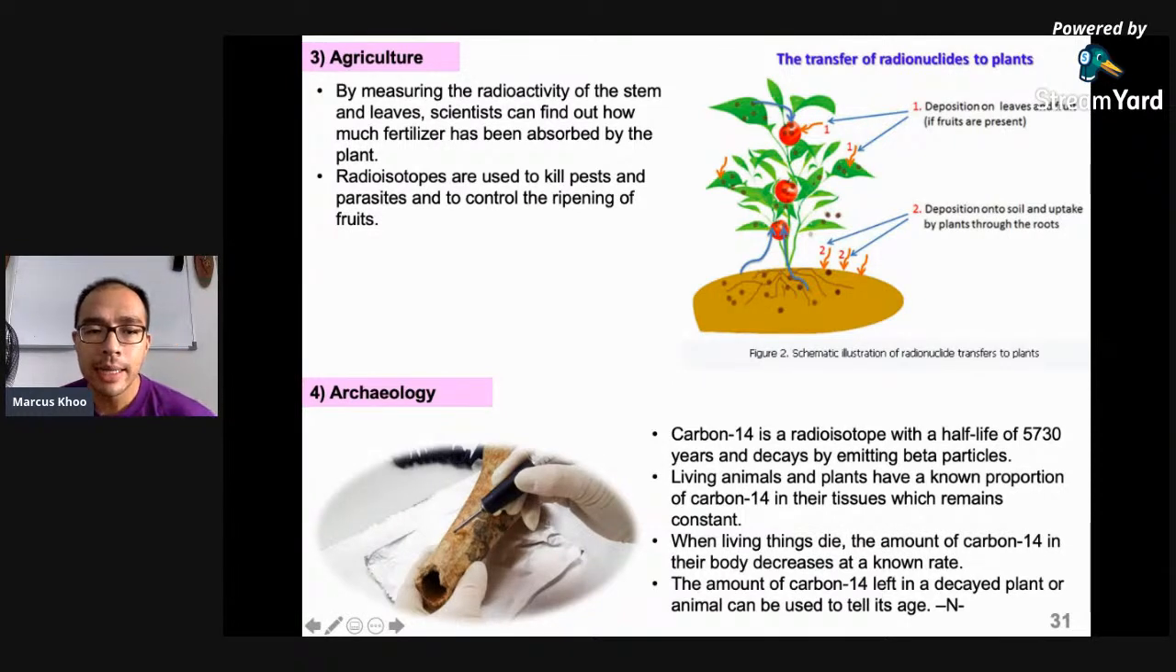Now, lastly, probably the most famous use for radioisotopes is in the field of archaeology. How do people know, let's say if they dig up a bone, how old this bone is? How is it that people can know that it is 75 million years old, or only 2 years old, this bone, that you just ate as chicken yesterday and threw away? So how do people know?